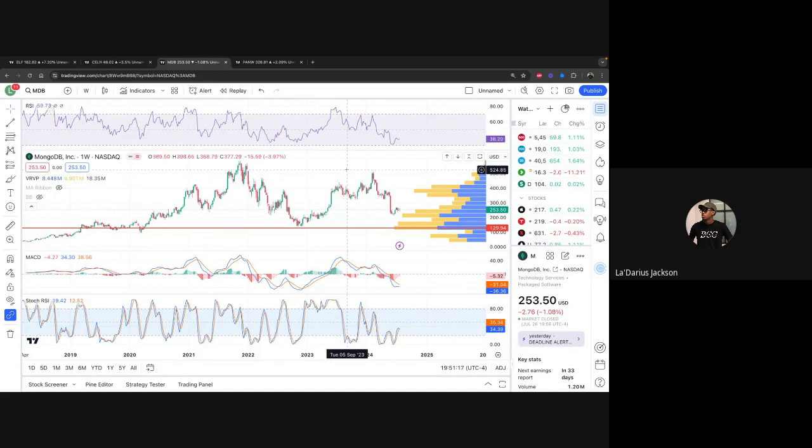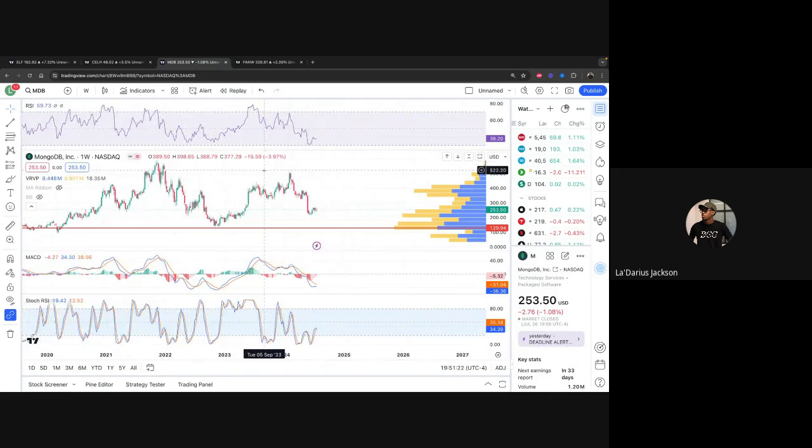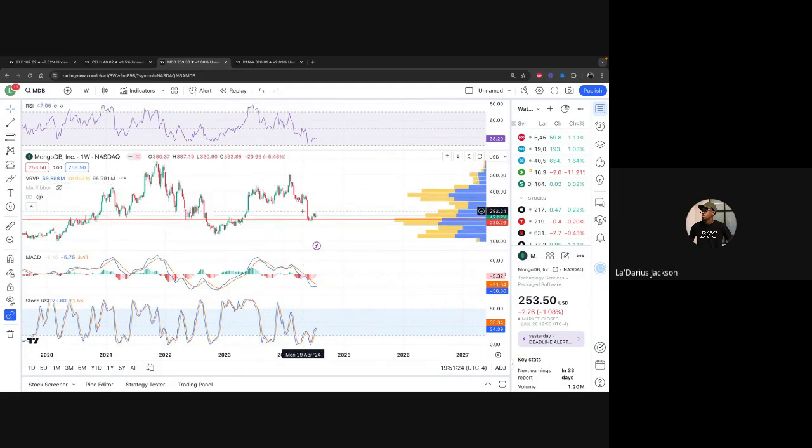All right, MongoDB. This is an interesting one. MongoDB is a database or data center stock. I think that this one is extremely cheap. Right now, it's $253 a share. If you're buying shares, don't be afraid, you can buy fractionals. But at 253 bucks a share, this stock used to be almost 500.